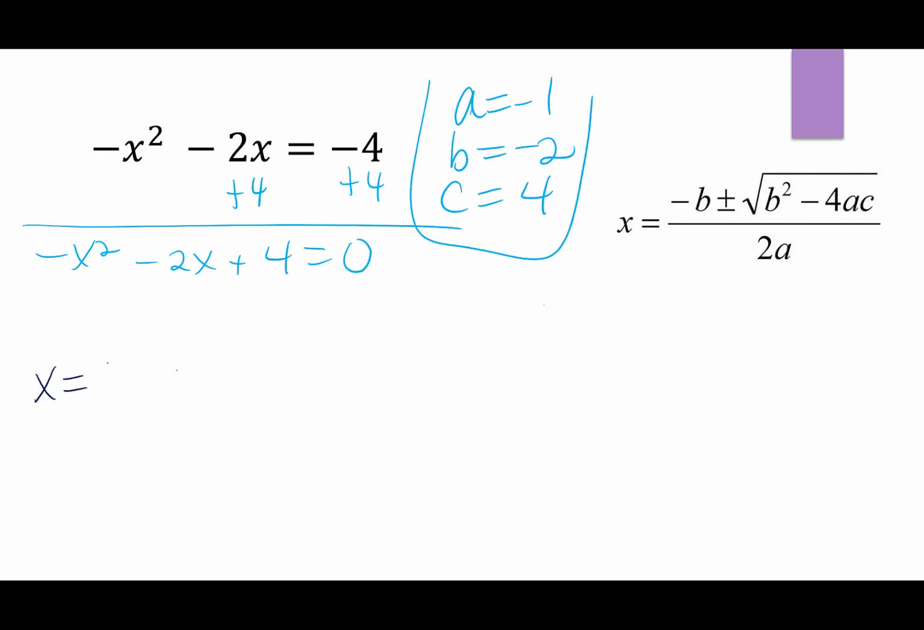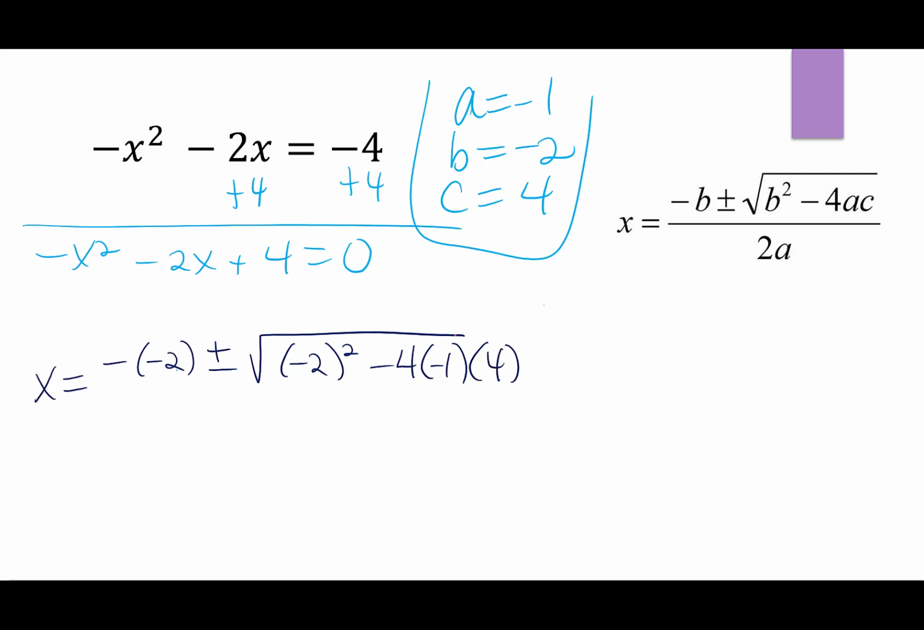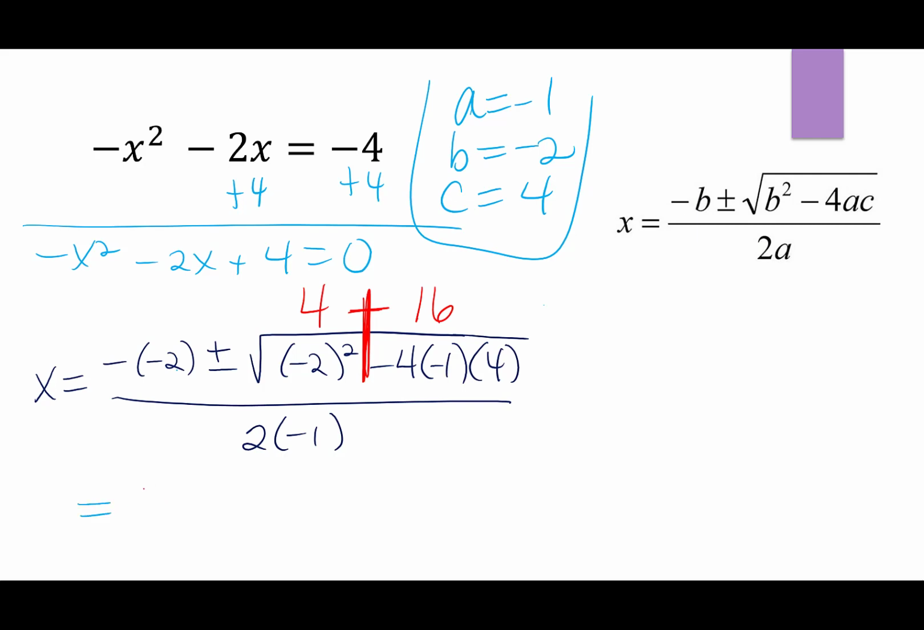We have x equals negative 2 plus or minus the square root of the negative 2 squared minus 4 times negative 1 times 4. All of that over 2 times negative 1. Here's where we're going to divide the radical. On the left side, negative 2 squared is 4. On the right side, negative 4 times negative 1 is positive 4 times another 4 is positive 16.